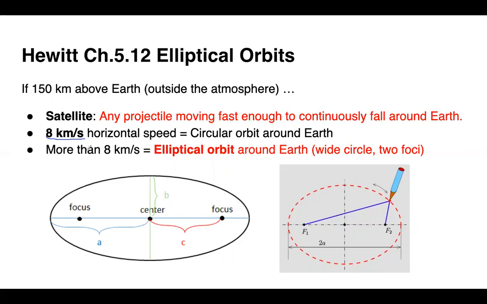Now, again, that is assuming that we are outside the atmosphere, right? That we're 150 kilometers up, and therefore drag from air and hitting things like mountains and trees isn't going to be a problem. So I think of that as sort of a circular orbit. However, that's not what you typically see, because a lot of things that are orbiting our planet are going a little bit faster than 8 kilometers per second. And in that situation, if the horizontal velocity is a little higher than 8 kilometers per second, you achieve what's called an elliptical orbit, which is exactly what it sounds like.